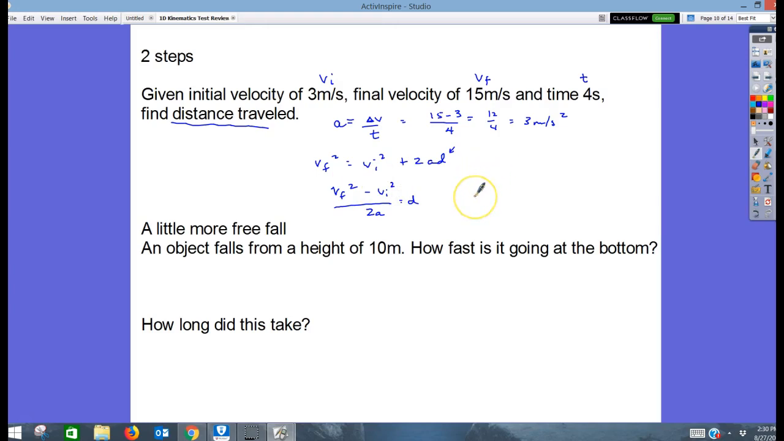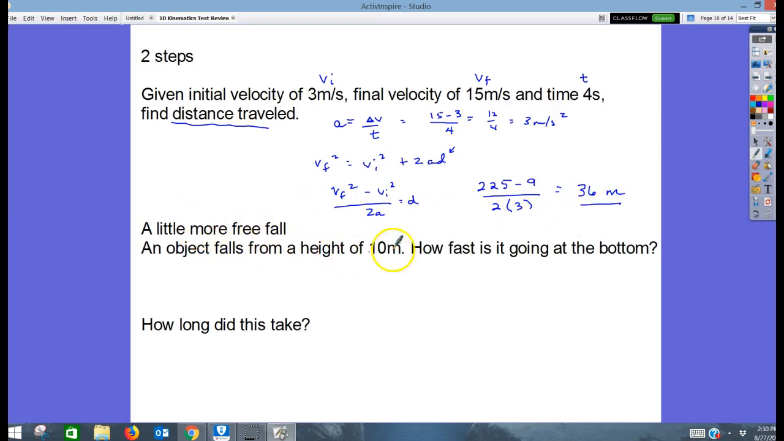So the final velocity squared, 15 squared is 225, minus the initial velocity squared, which would be 9, divided by 2 times that acceleration. So 225 minus 9, I get 216, divided by 6 equals, I get a distance of 36 meters.